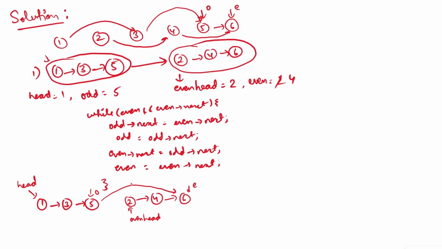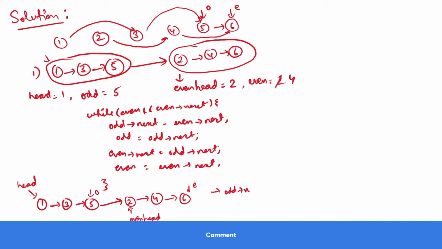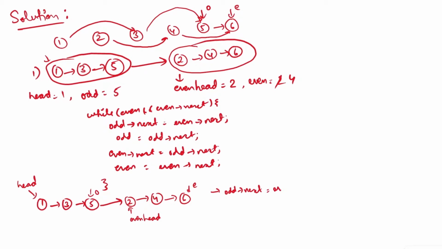So I have to remove this link and point my odd next to this. So after this loop, I will make odd next point to even head, and then this link is done, so I will return my head.